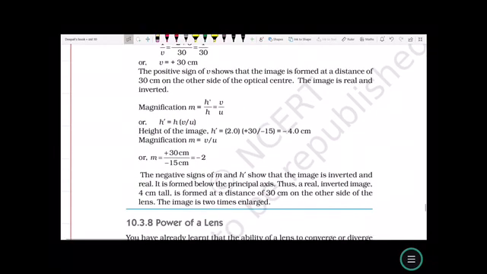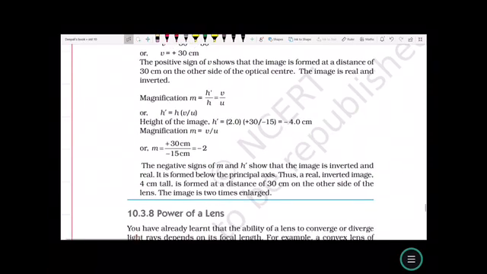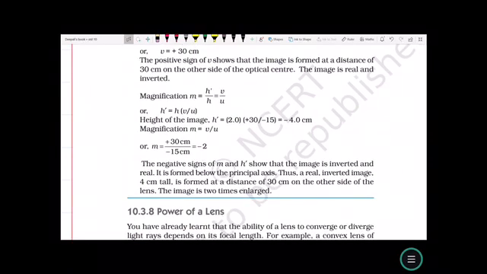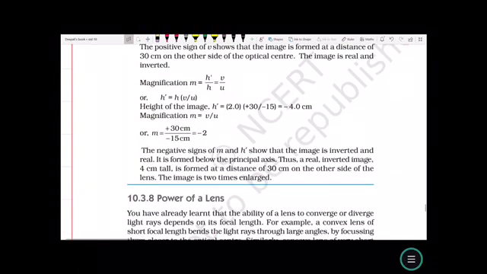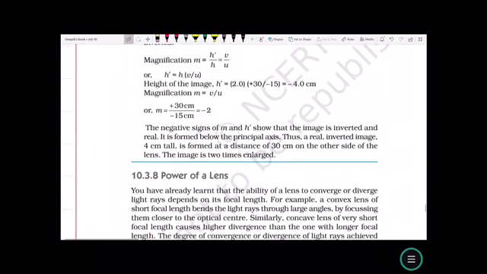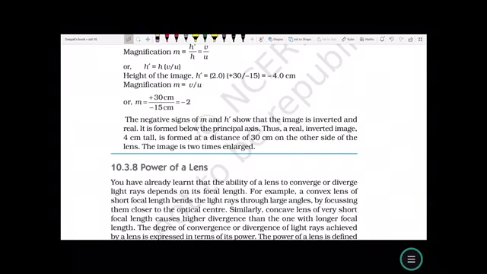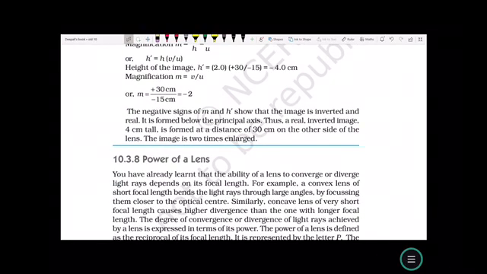Magnification m is h prime upon h is equal to v upon u, or h prime is equal to h times v upon u. The height of the image h prime is minus 4 cm. Magnification m is v upon u, that is minus 2. The negative sign of m and h prime shows that the image is inverted and real. It is formed below the principal axis. Thus, a real inverted image 4 cm tall is formed at a distance of 30 cm on the other side of the lens. The image is 2 times enlarged.